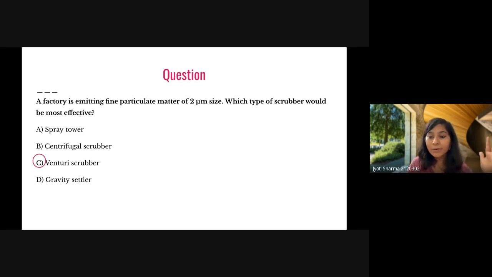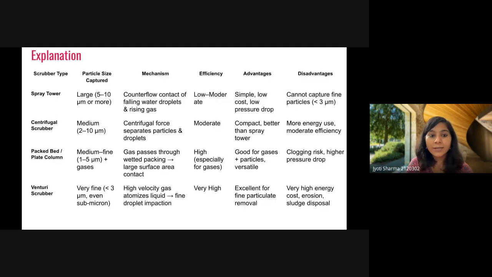In the spray tower, we are just using a chemical that will spray on that gas. In the centrifugal, we also have the cyclone separator within that. So we have cyclone separator plus spray that will give you the centrifugal. And in venturi, we have a bottleneck, so that will reduce the velocity, and that's how it will increase the efficiency. So for fine particulate matter, C is the right answer.